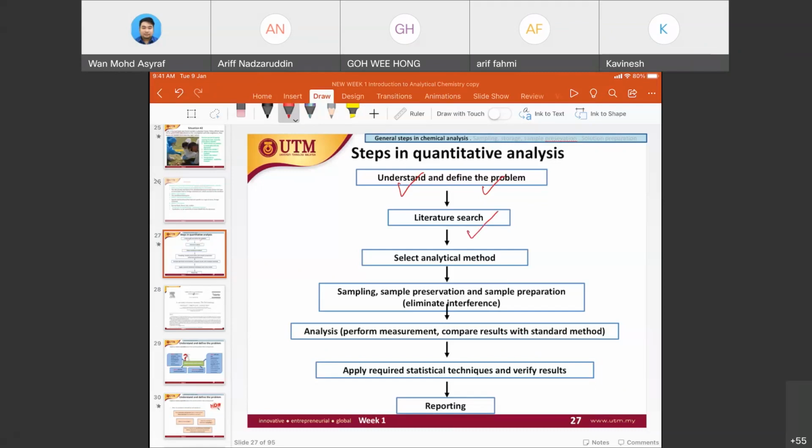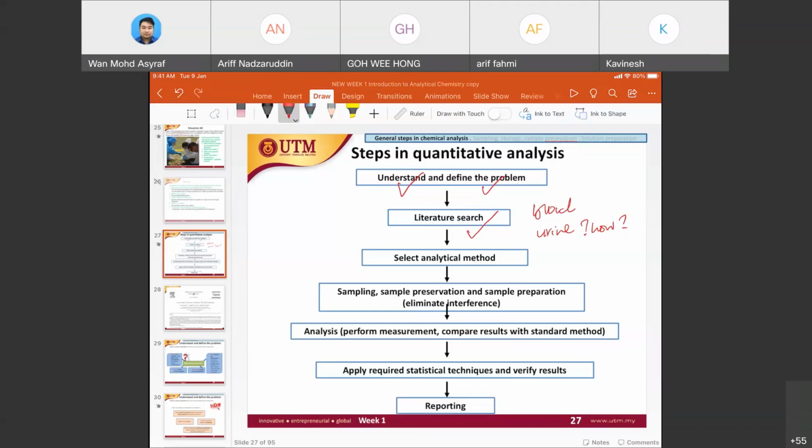Okay, literature search is something for you to do when you come across a case, a sample, that you have not handled before. For example, usually before this you are accustomed to doing blood samples. You always use blood samples, but now you have a urine sample. How? The processing is different. So you need to do a literature search, to find out how to process a urine sample.